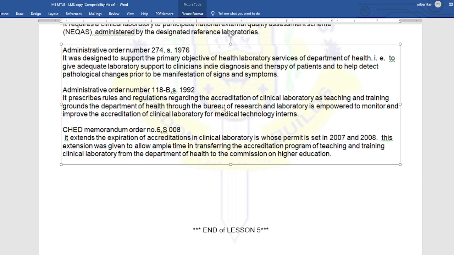Okay? So, kailangang may accreditation sa mga training and teaching hospitals or laboratory. Kung pwedeng mag-intern doon ang mga medtech students. And last, the CHED Memo Order number 6, series of 2008. It extends the expiration of accreditation in clinical laboratory. So, in whose permit set in 2007 and 2008. So, ito yung extension. Okay, sa mga clinical laboratory. So, this was year 2007 and 2008 naman.